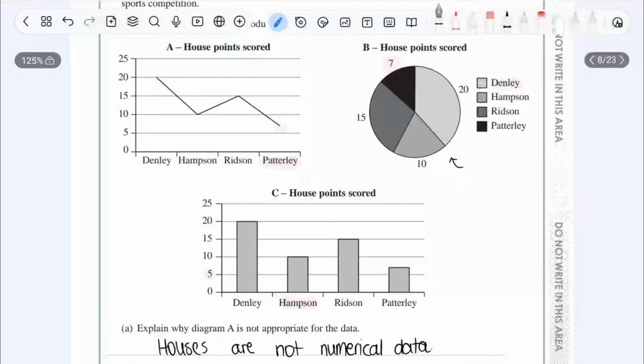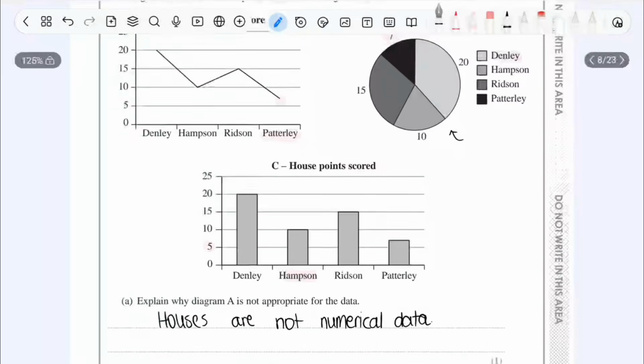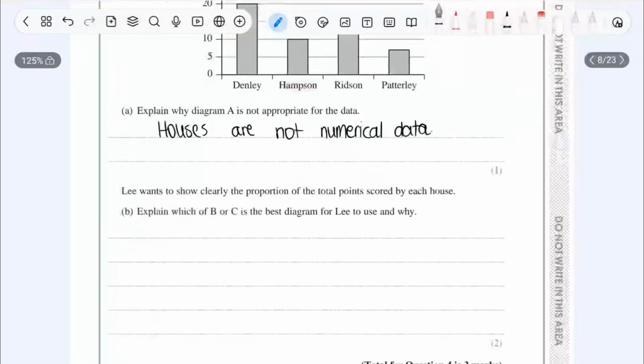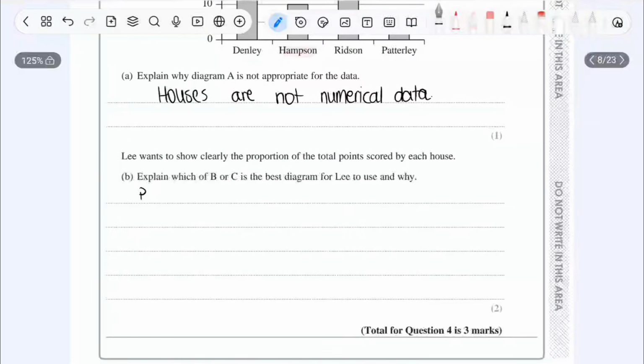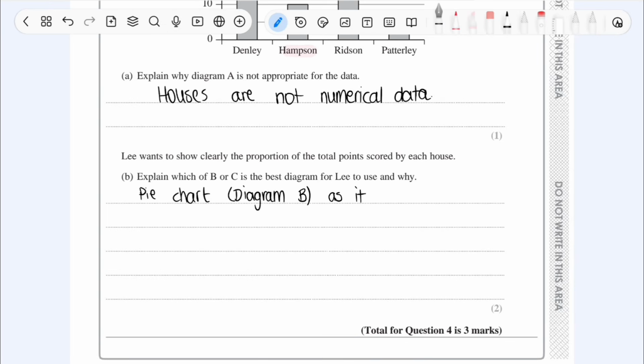The pie chart is literally a circle which represents the whole total, and from that you have your slices which represent the proportions. And the idea is that the pie chart shows a fraction of the total for each slice, therefore that's going to be the most appropriate one. And that's question 4 done.